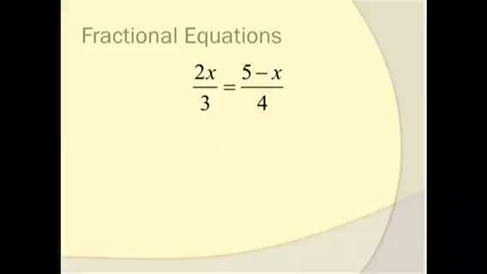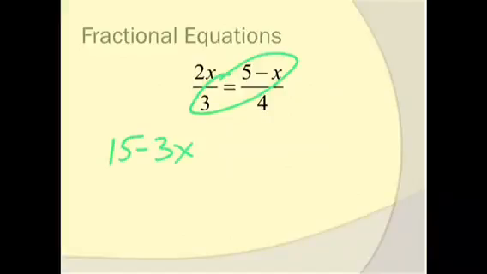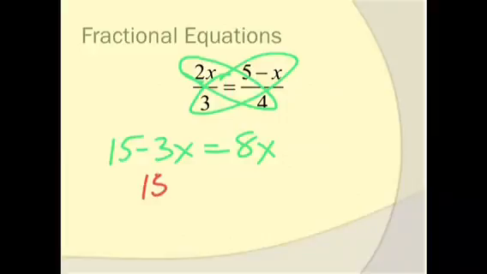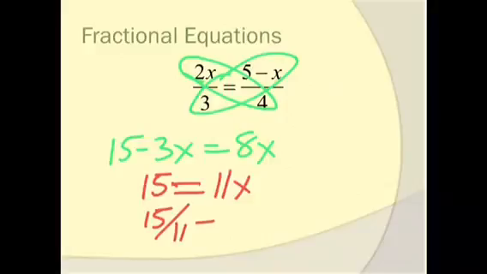Once again, our first step is going to be to cross multiply. So we're going to multiply 3 times 5 minus x, giving me 15 minus 3x. And then we're going to multiply 4 times 2x, which will give me 8x. I'm going to combine like terms, so I'm going to move my negative 3x over by adding it to both sides. And if I add 3x, then I get 15 is equal to 11x. And then finally I'm going to divide by 11 to get x by itself, giving me a final answer of 15 over 11 is equal to x.